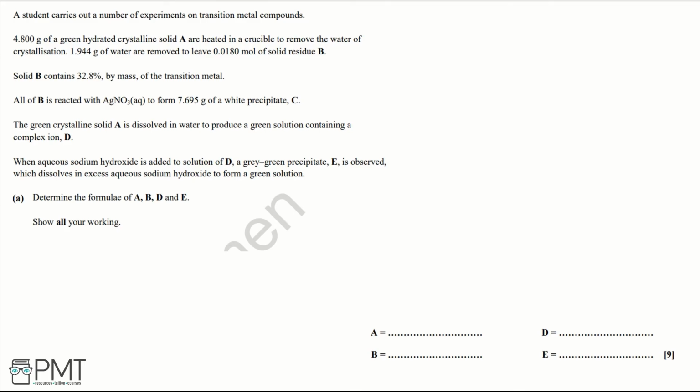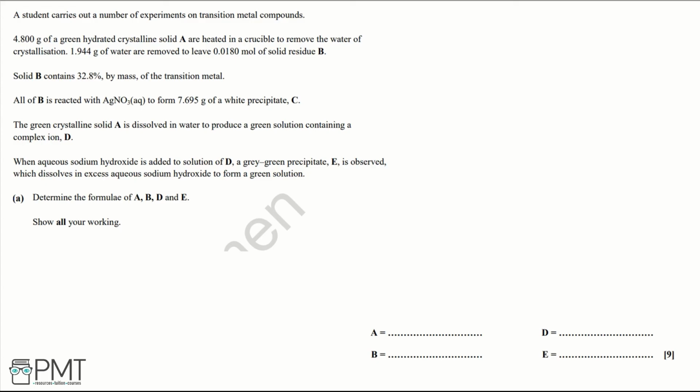The green crystalline solid A is dissolved in water to produce a green solution containing a complex ion D. When aqueous sodium hydroxide is added to solution of D, a grey-green precipitate E is observed, which dissolves in excess aqueous sodium hydroxide to form a green solution. Part A. Determine the formula of A, B, D, and E.